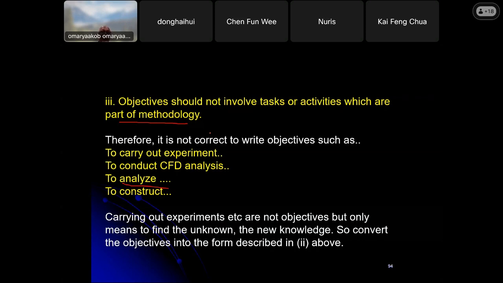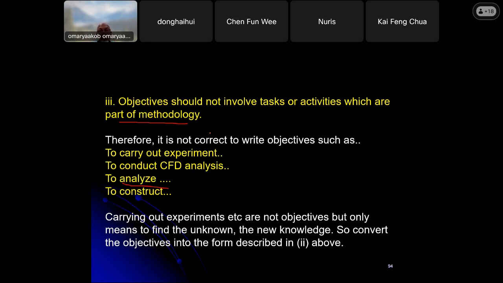Even to validate, some people use validate, they conduct a CFD, so they want to validate. Validate is not supposed to be part of the objective, because that is again part of CFD analysis. It's methodology, because you cannot do your research if you do not validate. So that's methodology. But the actual thing is you want to make sure that your CFD analysis is correct.